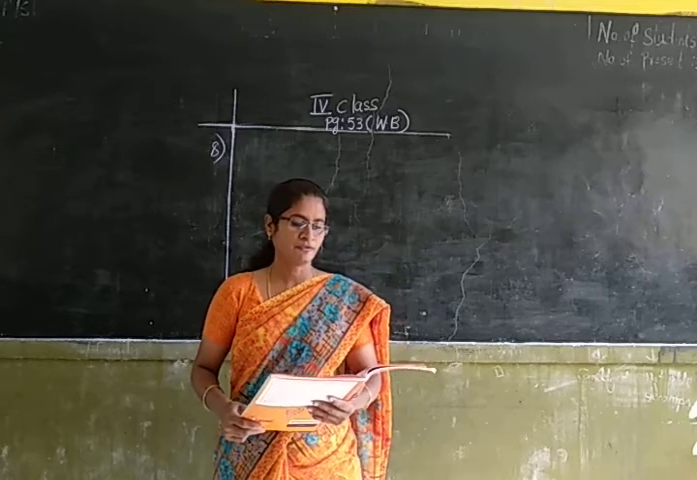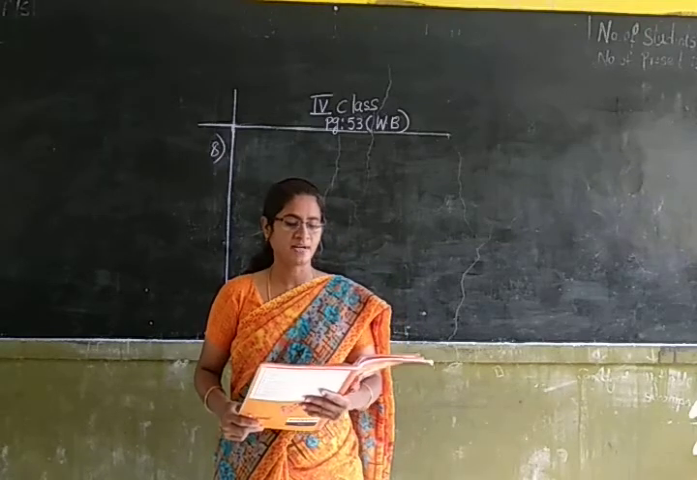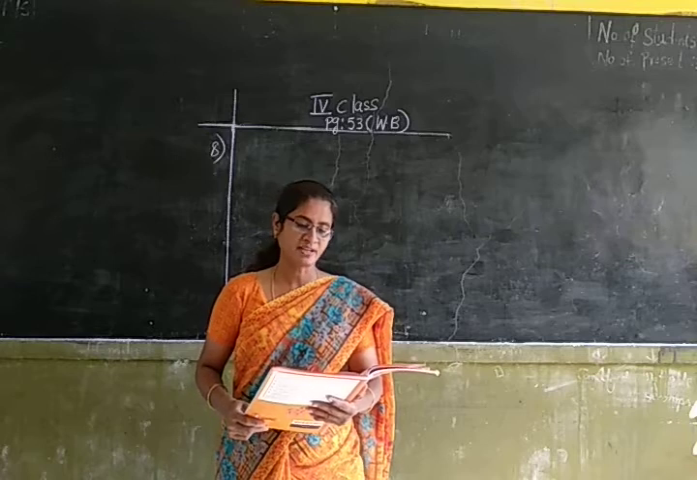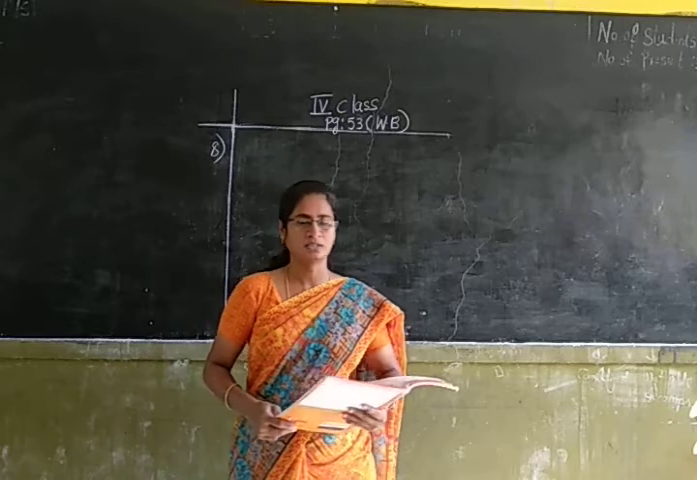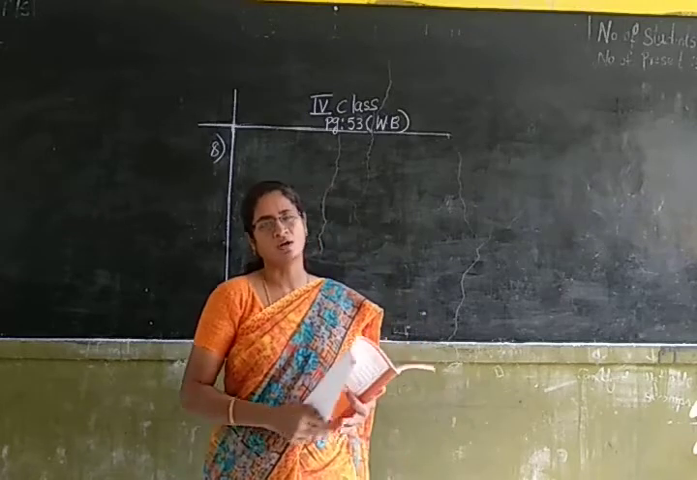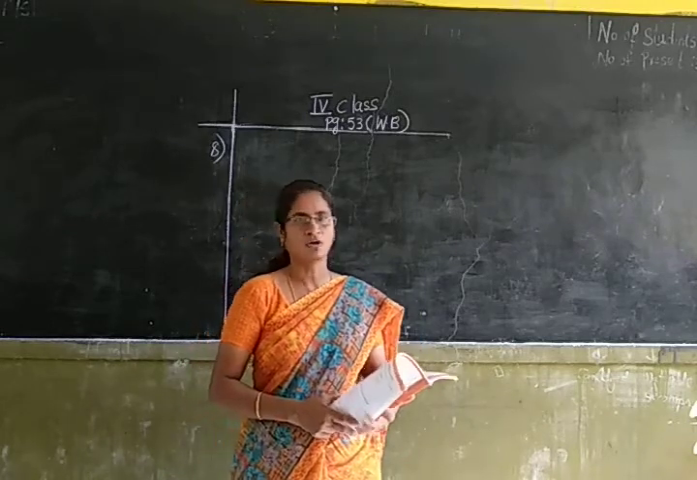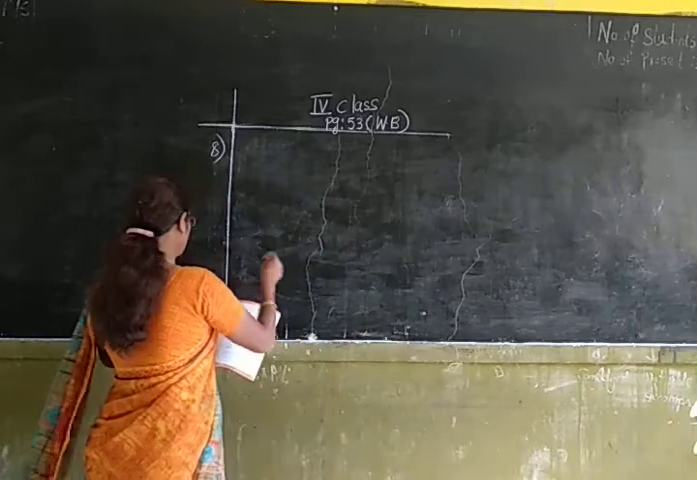Solve 15,689 divided by 25 and identify the quotient and remainder. Also, validate your answer. Validate means you have to check whether you have got the correct answer or not. Okay, children, now let us do the 8th sum.